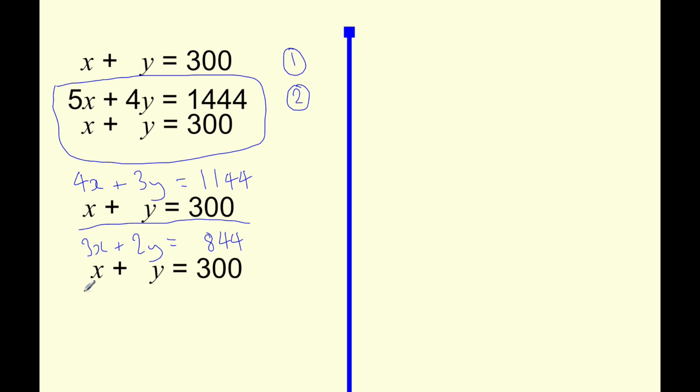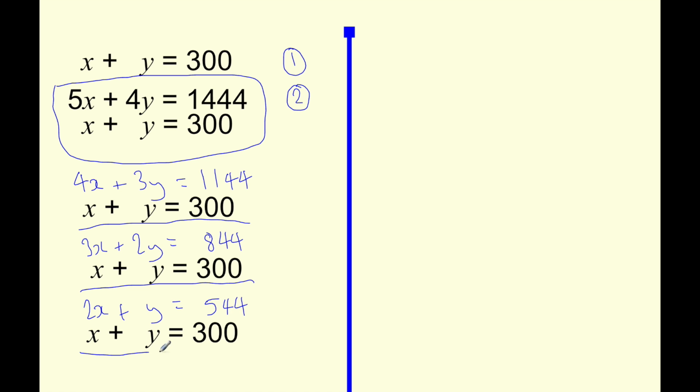And I'm sure by now some people have spotted that there's a much quicker way than doing this. But that's what we'll look at on the right hand side in just a moment. 544. And again, you can see what's going to happen next.